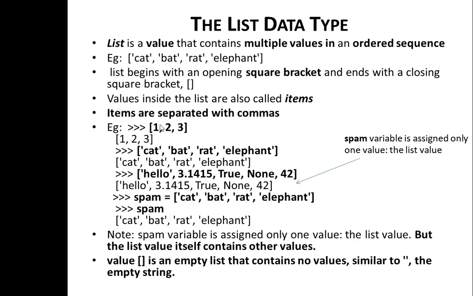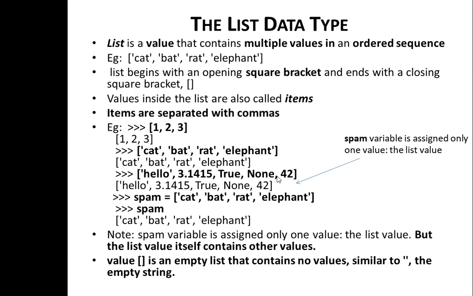List can also contain only integers, like in this case 1, 2, 3, where the items are just separated by commas. Or list can contain strings as well as integers, floating point numbers, boolean values, none data type, as we see in this example.